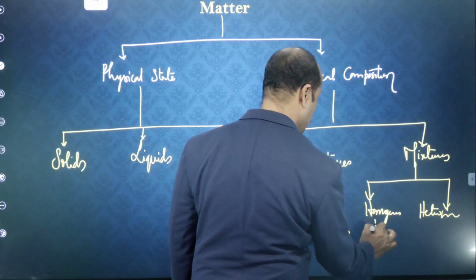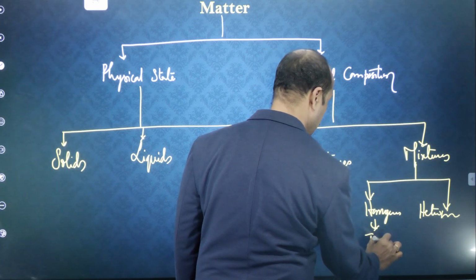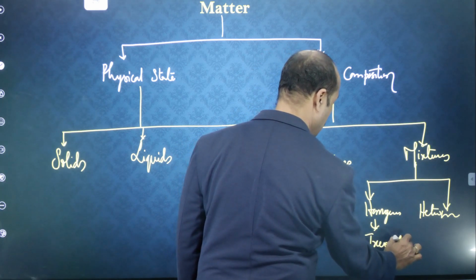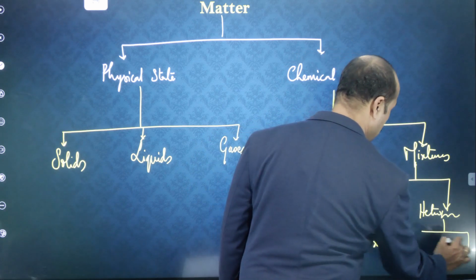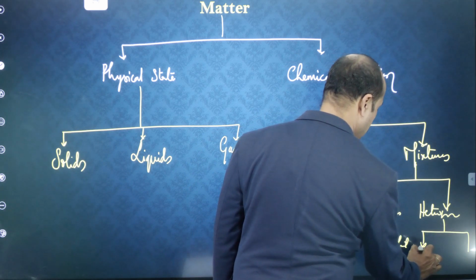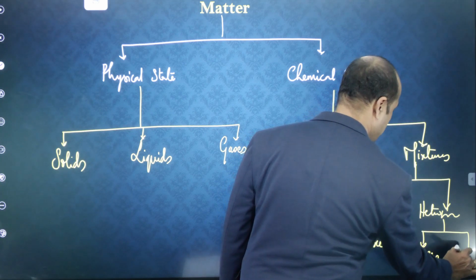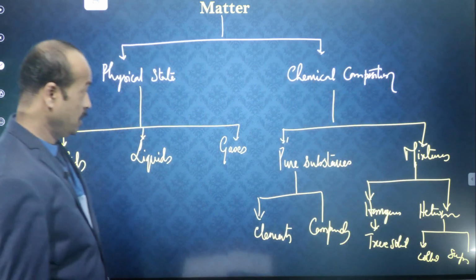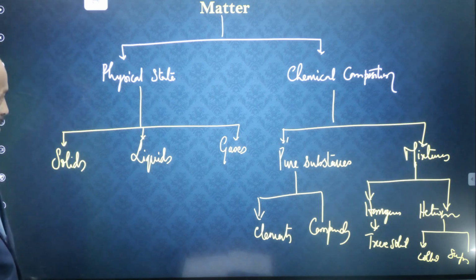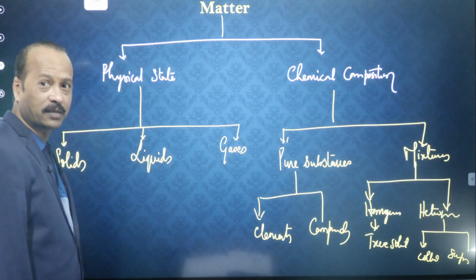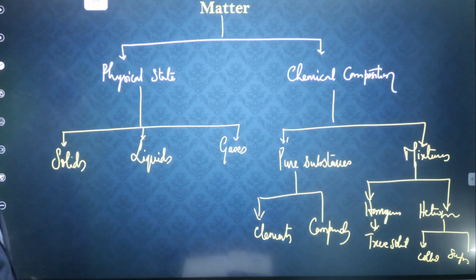Homogeneous, of course, is also called a true solution. I think we discussed solutions today. And heterogeneous again has two types: one is called colloids and the second is called suspensions. Right. So, a very nice chart with so many things. Is it confusing you?